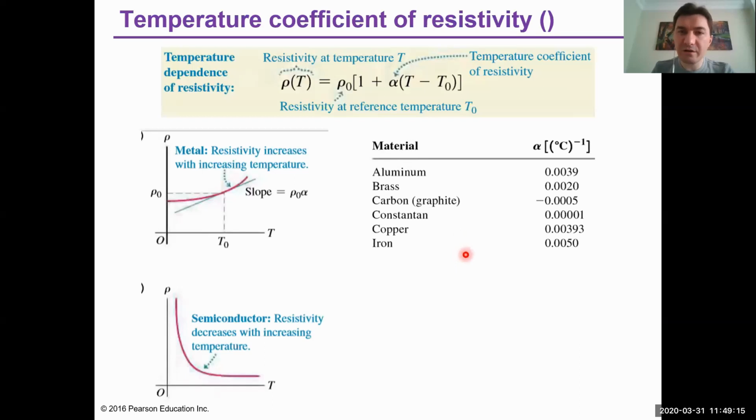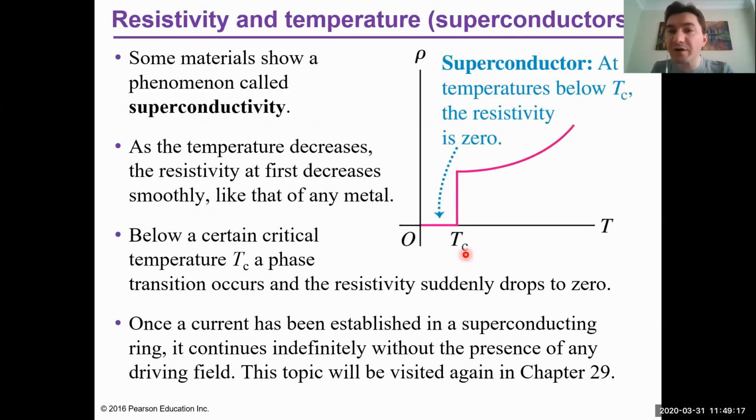So now let me continue with the superconductors. We have seen metals, conductors. Metals are good conductors, but they are not perfect conductors. We have also seen semiconductors. Now we will talk about superconductors. What are the superconductors? Again, here we have temperature versus resistivity.